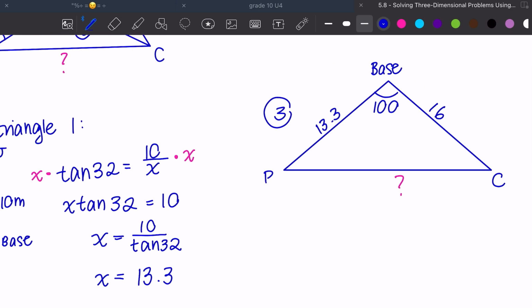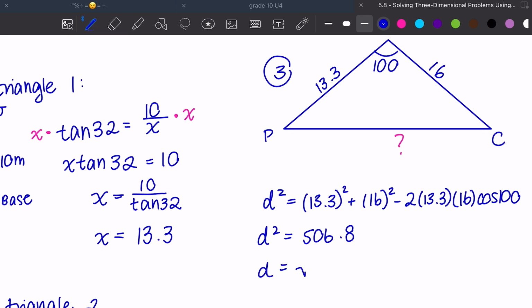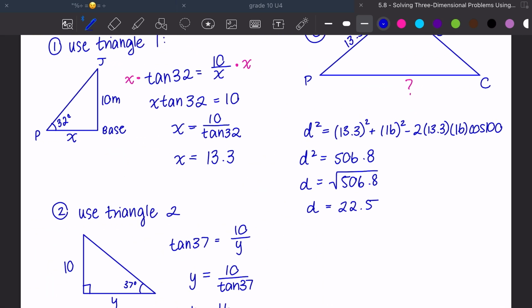Cosine law. So, okay, we'll call it d again for distance. So d squared is equal to my two side lengths squared and added together, minus 2 times both my side lengths, and cos of the angle, so cos 100. Correct me, since I messed up the last one. I got 506.8. And then I had to square root to isolate d by itself. So the square root of 506.8, which I got was 22.5. Voila.